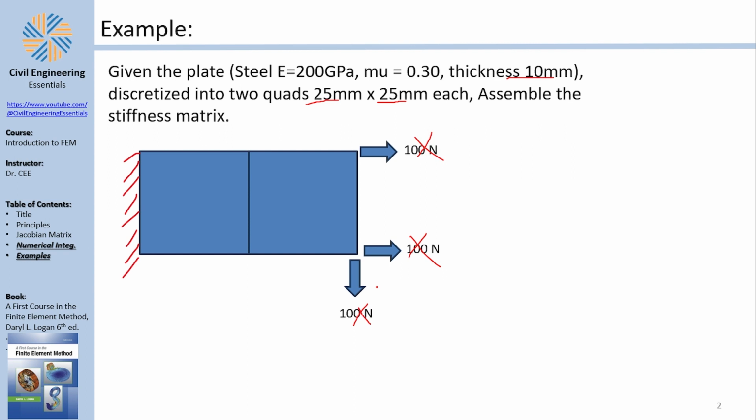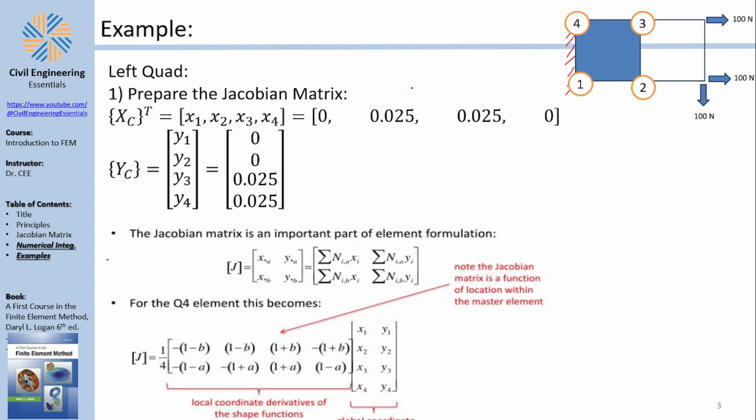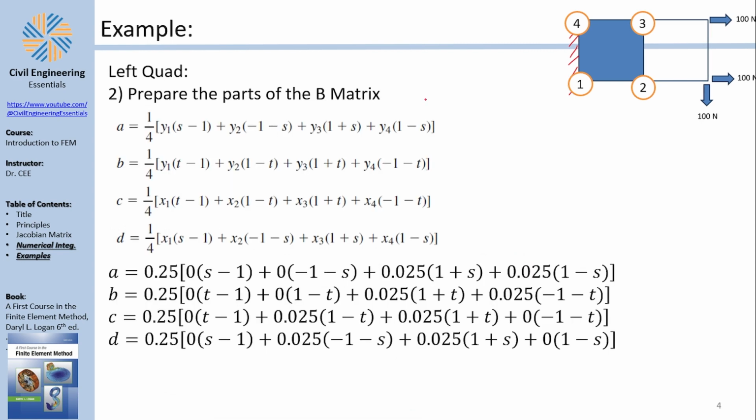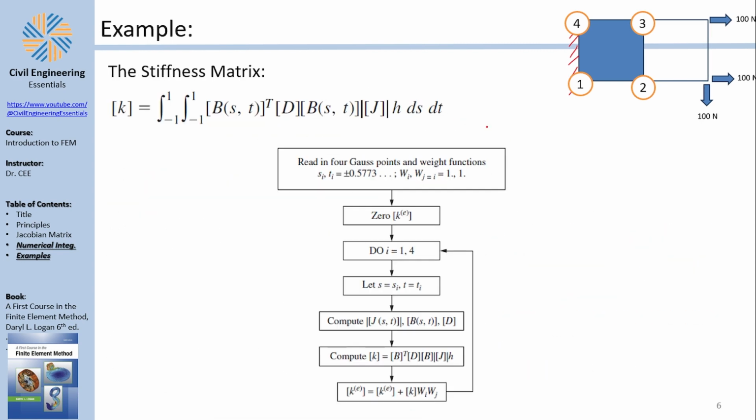You could go one step further and use the forces to find the displacements or the stresses, something that you can find in the book by Daryl Logan. For now, our main goal is to find the stiffness matrix of this assembly using the isoparametric formulation. For the isoparametric formulation, just to remind you, I want to go a little bit further down.